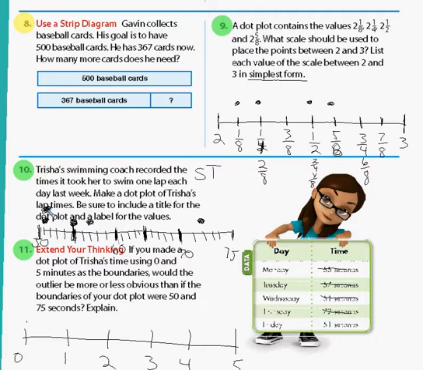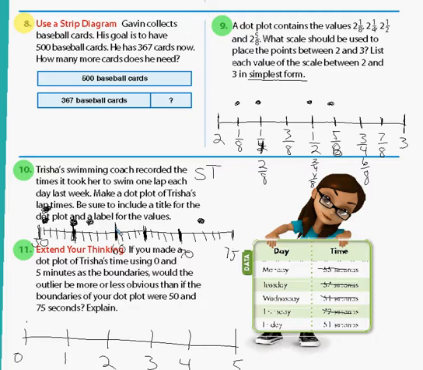Let me just take a real quick look at my book and make sure. Yep, that's right. Okay, and as you can see, most of her times fell right in this area, under a minute, basically under 60 seconds. So let's go ahead and look at the next question.